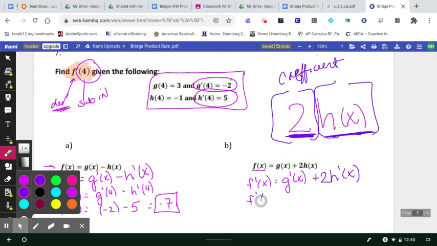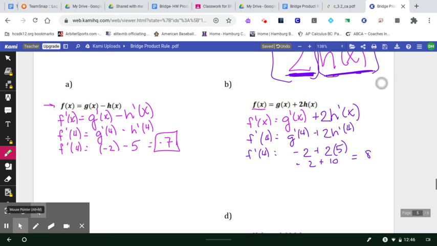So now I can find f prime of 4. So that's g prime of 4 plus 2h prime of 4. So f prime of 4, let's see, my g prime of 4 is negative 2. And then I have 2 times the h prime of 4, so 2 times 5. So I have negative 2 plus 10. It looks like a positive 8.